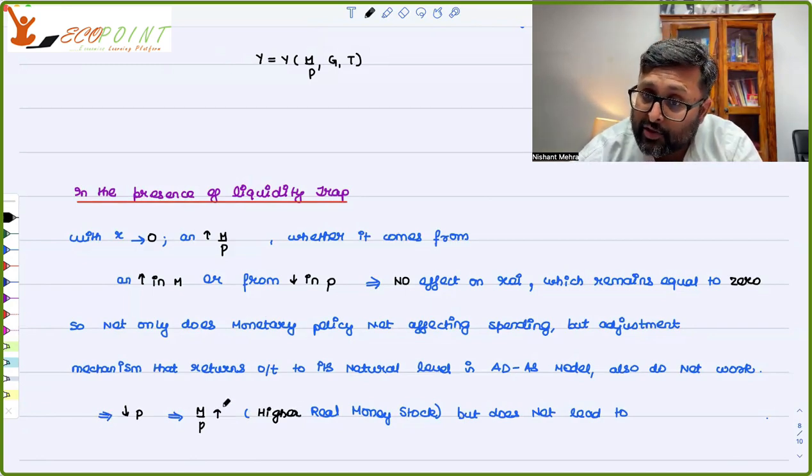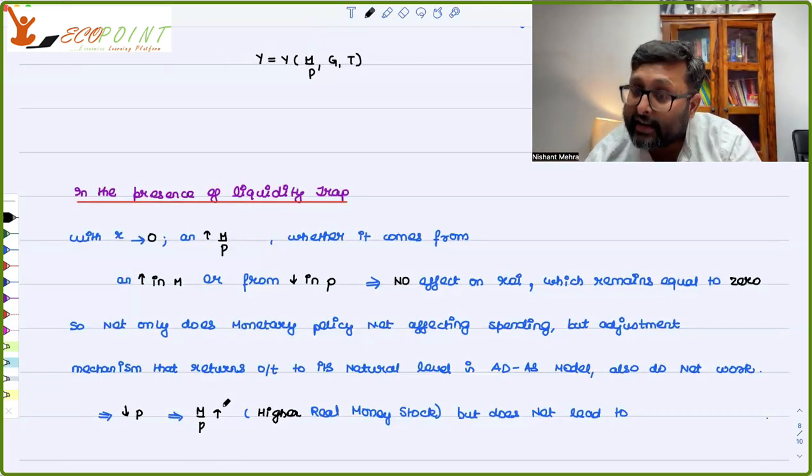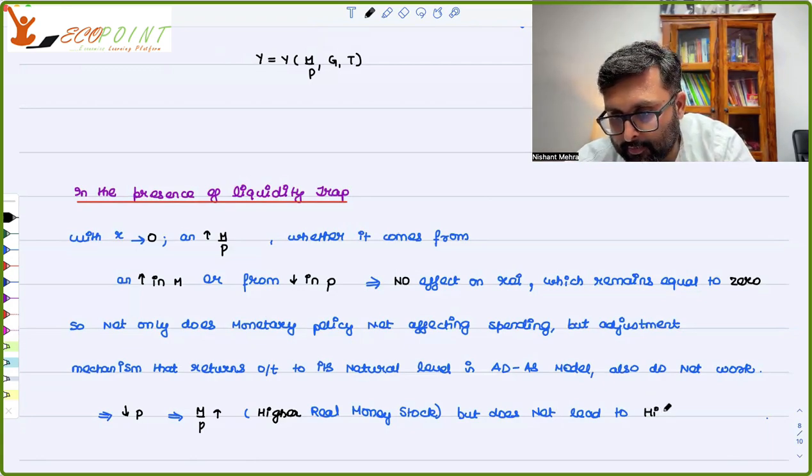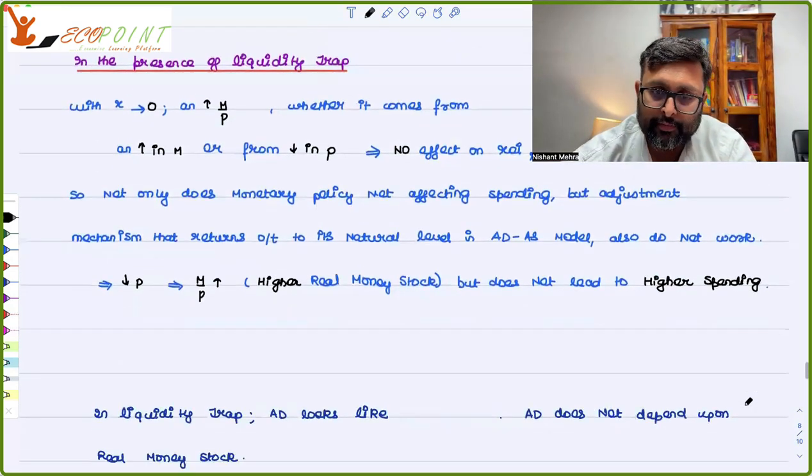But even if there is a higher real money stock, your output is not increasing. Because of higher real money stock, people are not demanding more. I mean, aggregate demand is not going to increase. Why? Because higher real money stock should be affecting interest rate first, and then it should affect the output. But here nothing like that is happening, right? It doesn't lead to higher spending.